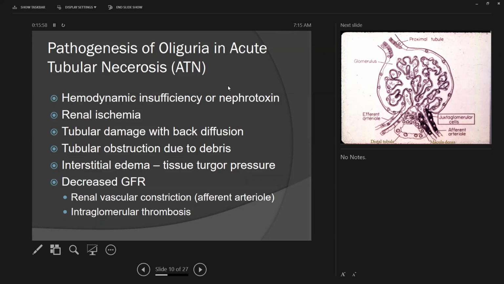Because of that tubular damage, there's back diffusion. So now the tubule is no longer selective in what it reabsorbs. It's like a sieve. Things just kind of pour through it. And that gets into the interstitium of the kidney and not into the tubular lumen. And then on top of that, because the tubule's sick and areas of it are necrosed, there's a lot of debris. There's cellular debris, there's Tamm-Horsfall protein, and that gets in the tubule and kind of clogs it up. So that decreases urine flow.